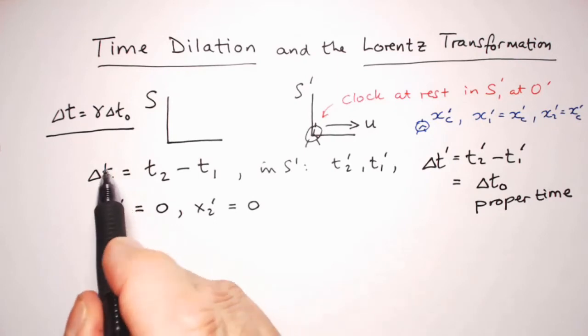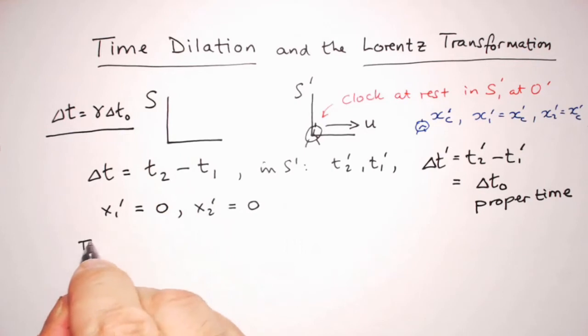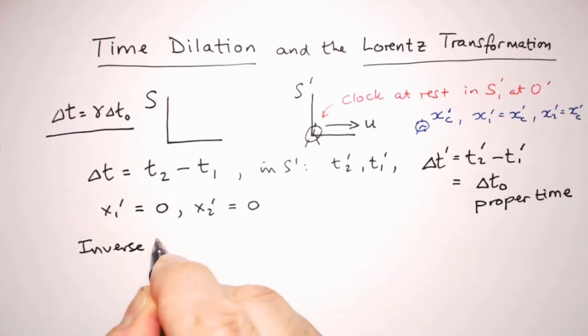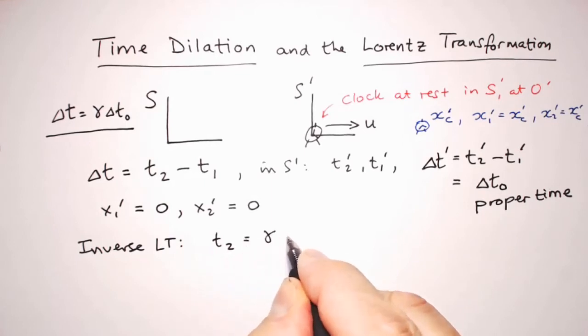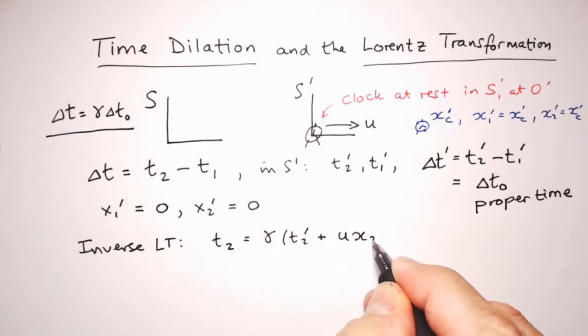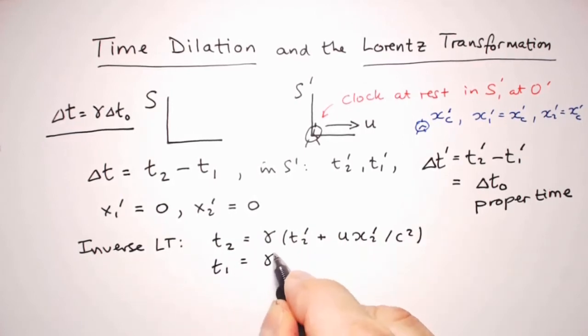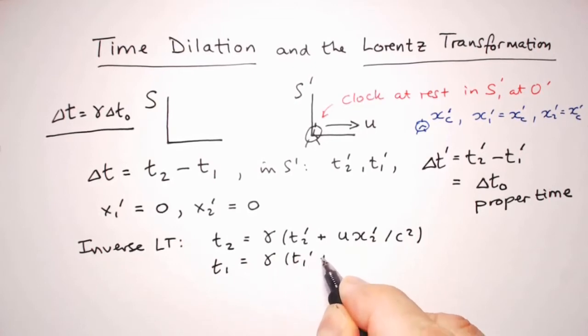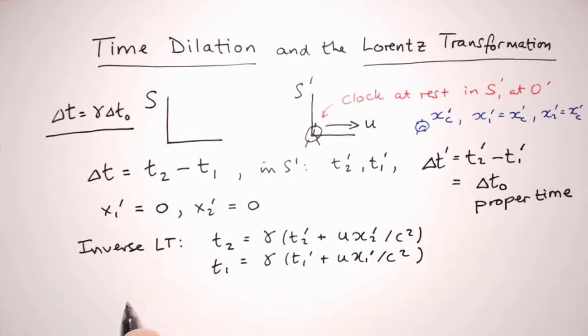We want to find delta t and relate it to delta t naught, so we'll use the inverse Lorentz transform to find delta t. So first of all, t2 is equal to gamma times t2 prime; for the inverse, it's plus u x2 prime over c squared. And the time t1, the earlier time, is gamma times t1 prime plus u x1 prime over c squared. And delta t is the difference between these two, so delta t is t2 minus t1.